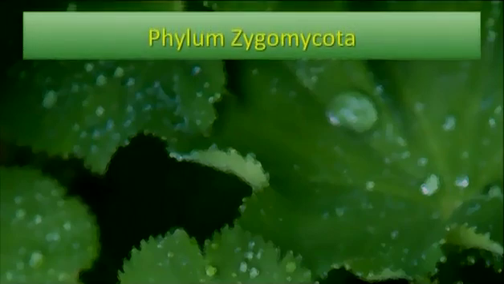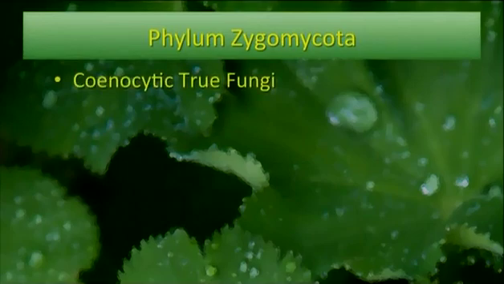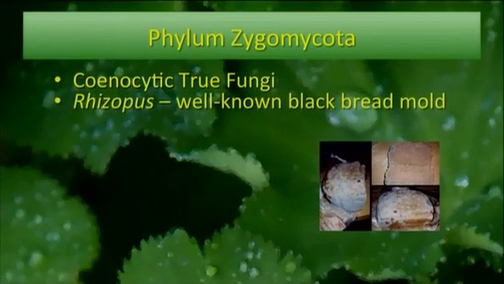The first group we're going to look at are the zygomycetes, or the Zygomycota. These are the coenocytic true fungi. What does coenocytic mean? Coenocytic means that they don't have cross walls. It means that they have multinucleate bodies. The well-known black bread mold, Rhizopus stolonifer, is among these zygomycetes.